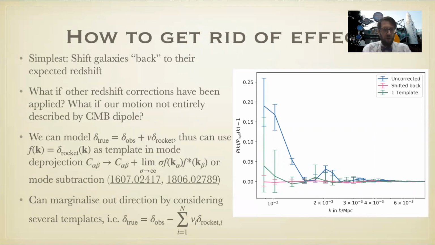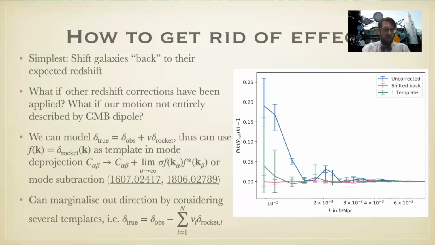If you are sure that no redshift corrections have been applied before, and you are convinced that our peculiar velocity is fully given by the CMB dipole, one can follow the most naive way, but in this case also the most effective way, as you can see here in magenta, where the power spectrum agrees well with relatively small errors with the null spectrum. This magenta line has been obtained by taking the measured redshifts and shifting them back to where they should be if there was no rocket effect.